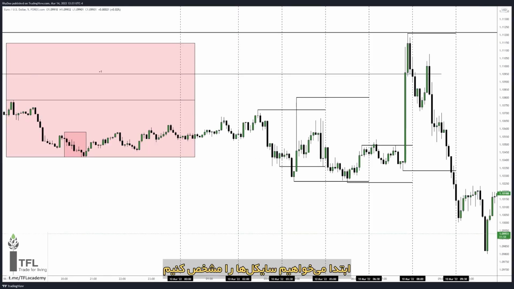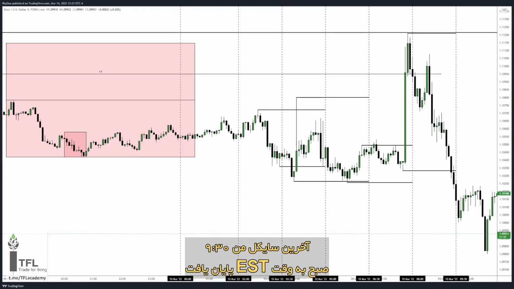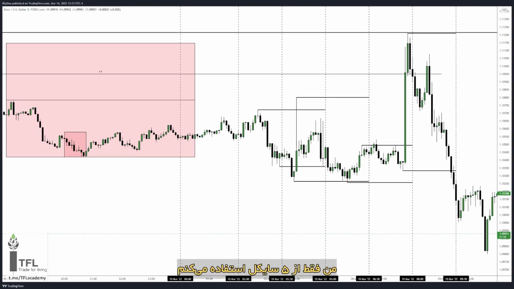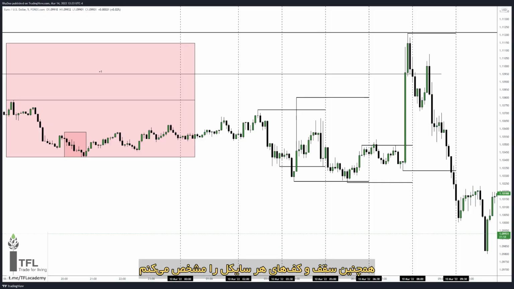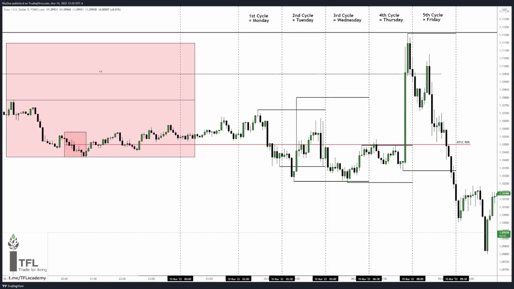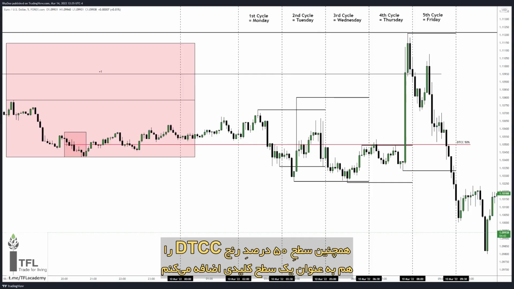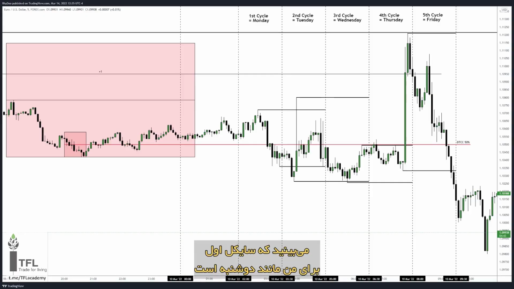First, we want to highlight the cycles, beginning from 2 a.m. EST. My last cycle ends at 9:30 a.m. EST. I only use 5 cycles, because I do use weekly profiles for my cycles. Also note the high and low of every cycle. I also added the DTCC midpoint. This is a key level. You can see the first cycle is like Monday for me. Then it goes until Friday. That's why I use 5 cycles.